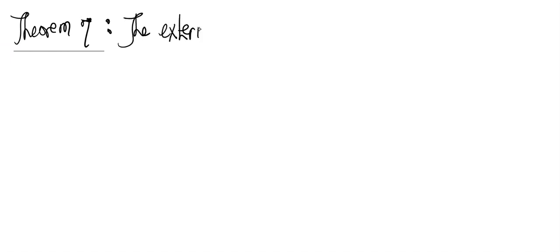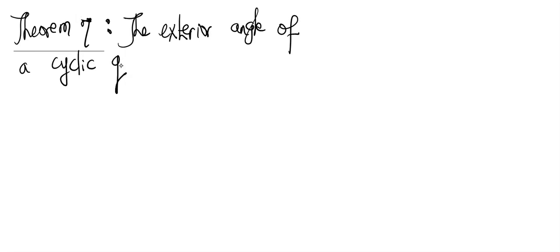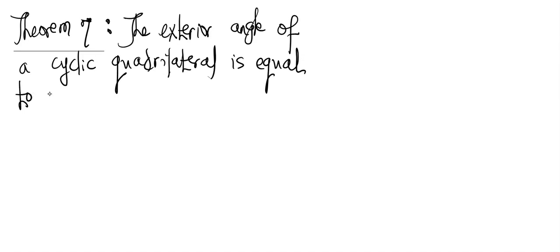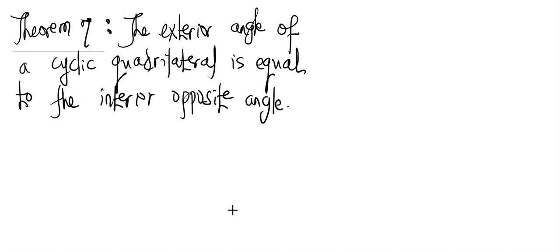Let's move to theorem 7. The exterior angle of a cyclic quadrilateral is equal to the interior opposite angle. Also, for this theorem to hold, it must be a cyclic quadrilateral.